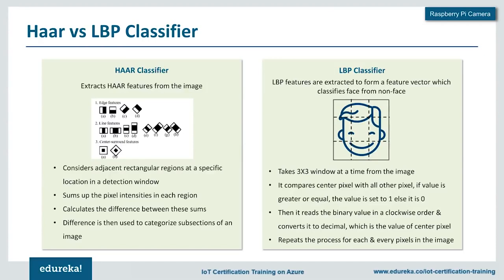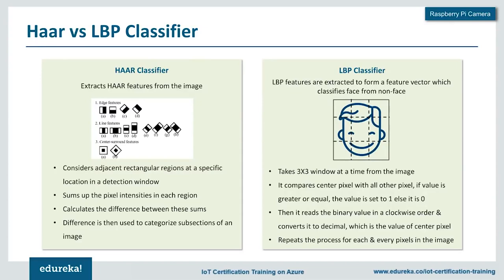Now again, the two algorithms that are most widely used are the HAR classifier and the LBP classifier. Both of these classifiers mostly process the images in grayscale, because we don't actually need the color related information to decide if there is a face or not. There are two classifications present here: the computer program decides whether there is a positive aspect, wherein the face is present, or a negative aspect where the face is not present. This is what you call a classifier.